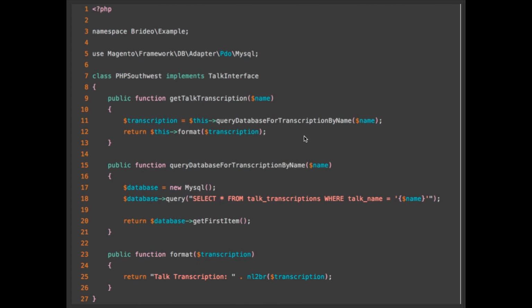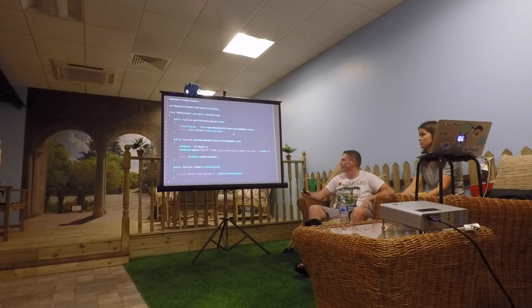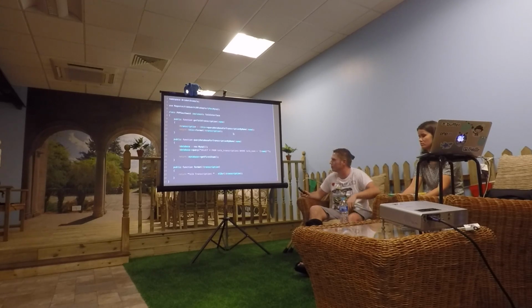Here's an example of a badly written class. It doesn't adhere to any SOLID principles at all. I'll briefly go over what this class is doing. We've got a class PHPSouthWest that implements a talk interface. This talk interface promises the method getTalkTranscription. First of all, we query the database for the transcription. This is in the method, sorry. We pass the name to the public function queryDatabaseForTranscription, make a connection to MySQL, and then query the talk transcript table and get the talk by talk name. And then we return the first item.